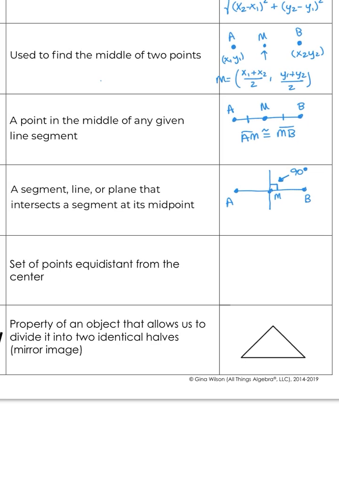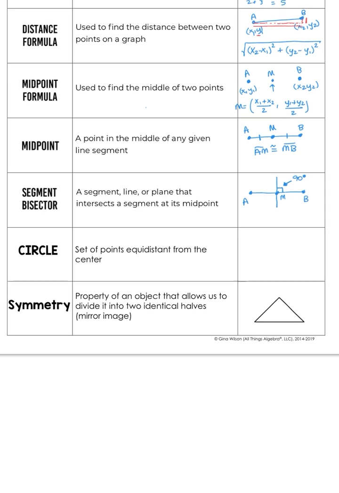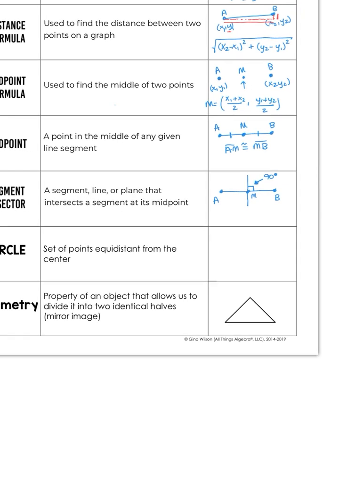Then we have a circle, a set of points equidistant from the center. So equidistant means equally distant, so equal distance. I can't draw a circle very well, but every point around my circle, which looks suspiciously like a square, is equal distance from the center. So this segment, the radius, is equal to this segment. So we call that the radius.